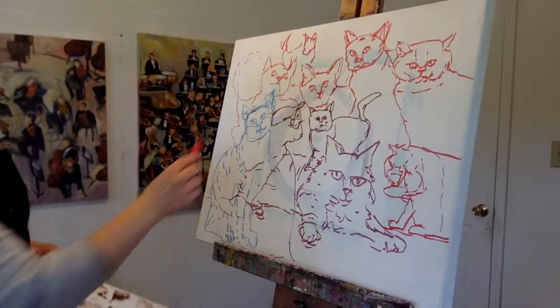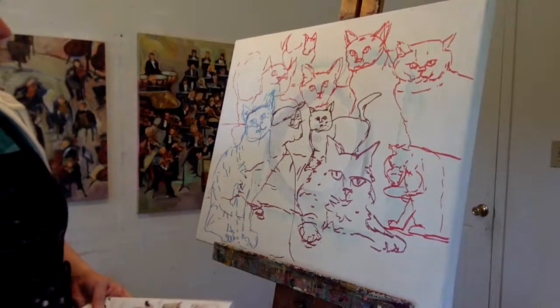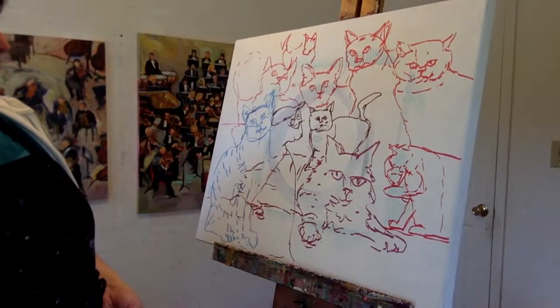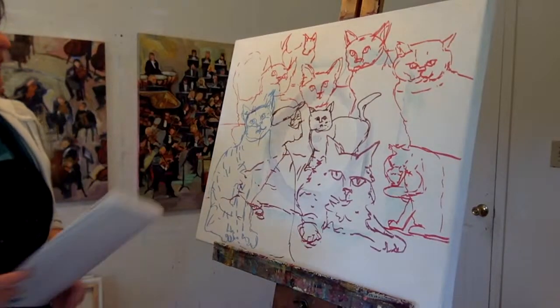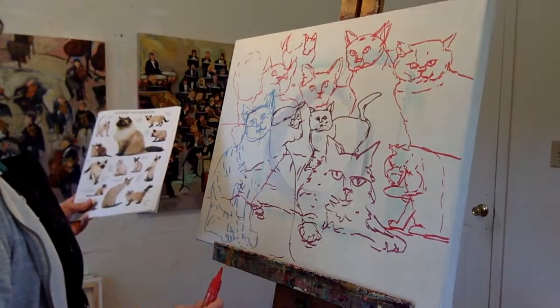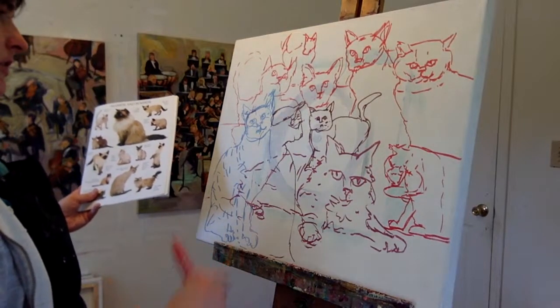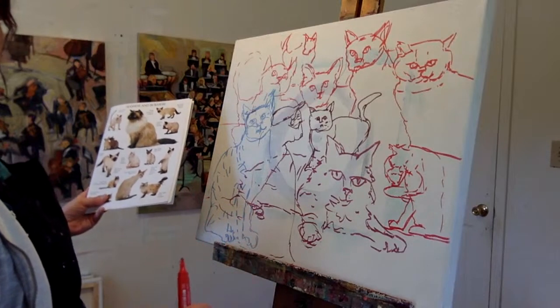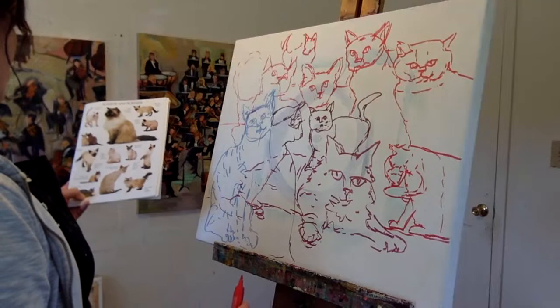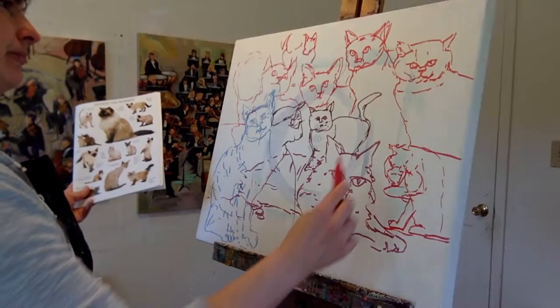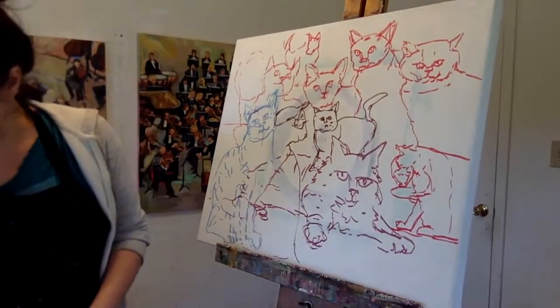So I'm going to approach this a little bit like the cubist painting from last week. I'm going to take my charcoal and maybe just start smudging in some different values to work from. Put another small cat in here.